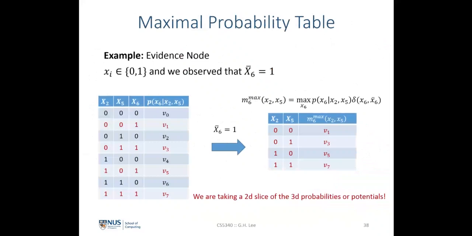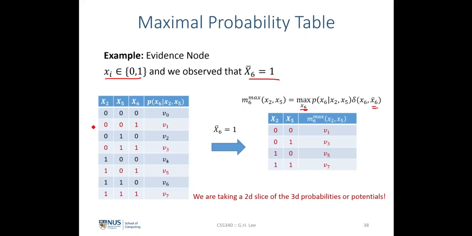So let's look in more detail at how the computation is actually done. When we talk about the maximization over the random variable x6, where x6 is an observed random variable, observed as x6 bar, we can see that this is the same as taking the slices of the conditional probability of x6 conditional upon x2 and x5, where we assume that each random variable takes two states, and we observe that x6 bar takes a state of 1, for example.